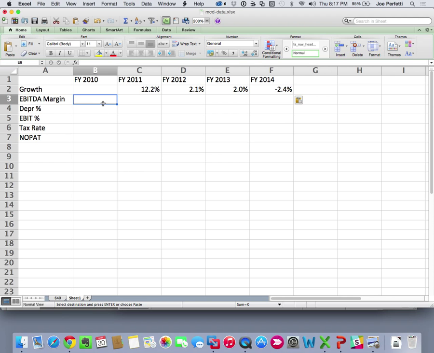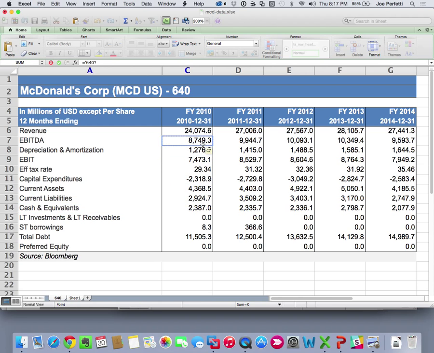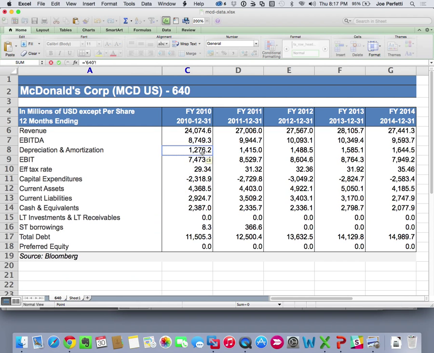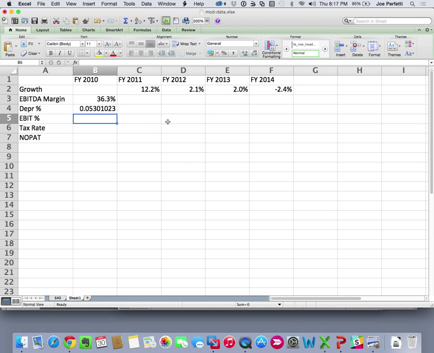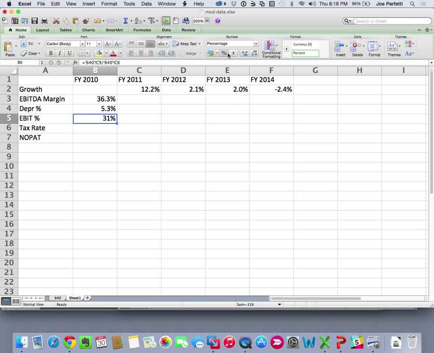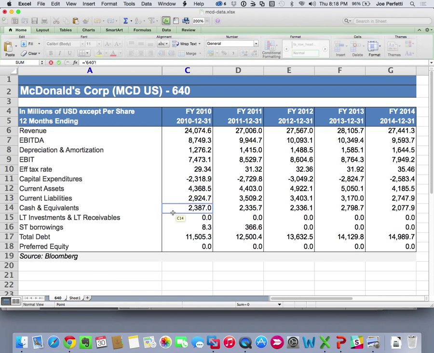But the next is, what's the EBITDA margin? And that is, for 2010, EBITDA divided by revenue. So again, as a percentage. Depreciation, I'll just do all the percentages at once. Depreciation as a percentage of revenue. Spent about 5% on depreciation. EBIT, I can do it 2 ways, but I'll just use the actual EBIT divided by revenue. Right? Tax rate is the effective tax rate.